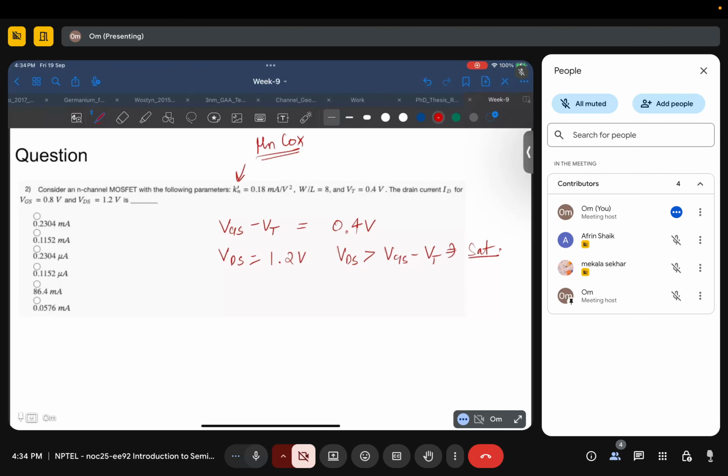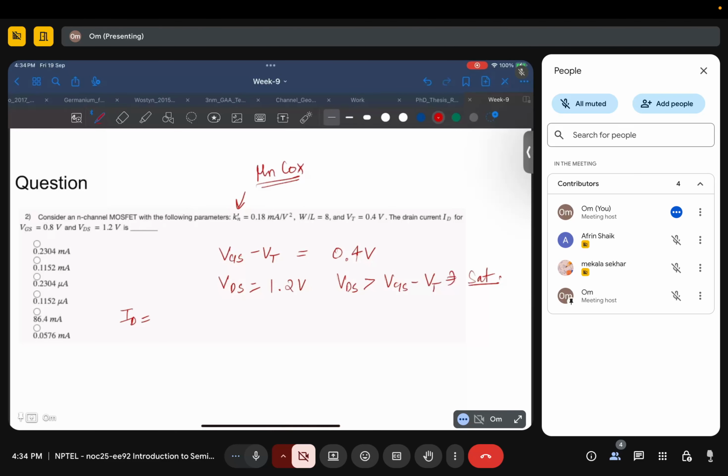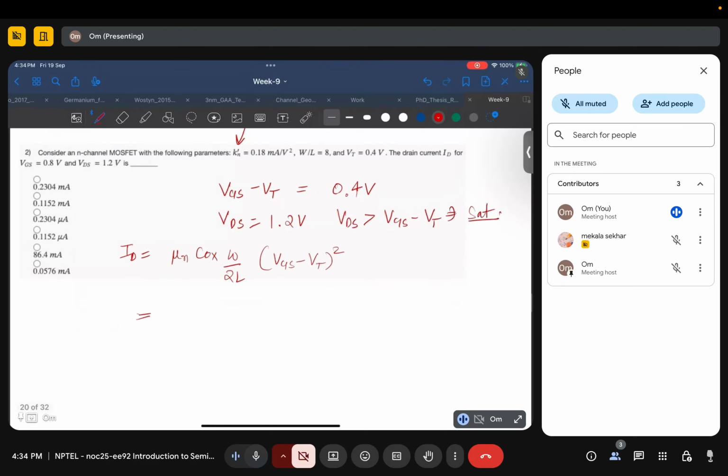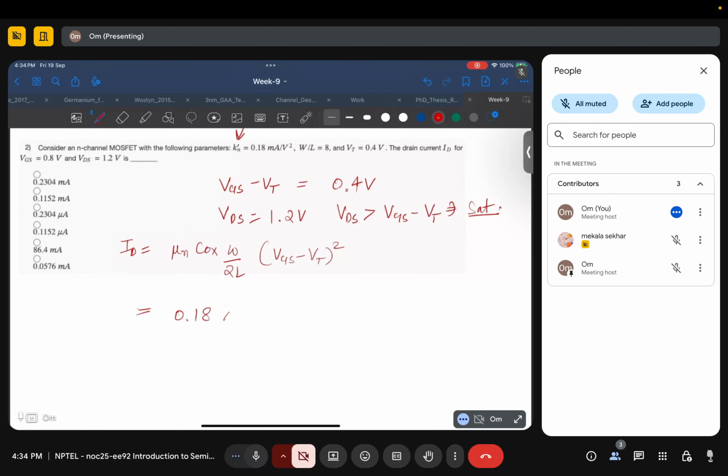Now in saturation, the current is mu n C ox W by 2L VGS minus VT whole square. This mu n C ox is 0.18. W by L is 8 by 2.4 square. Solve this. ID is okay. So answer is option B.